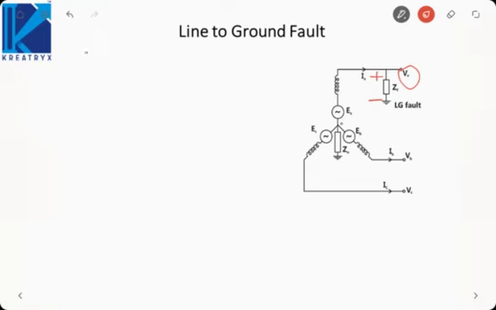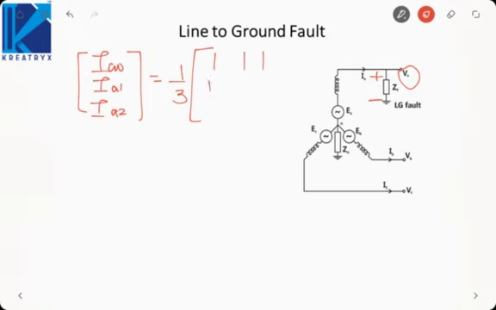So we will find out IA0, IA1 and IA2. This will be equal to 1 by 3 times the matrix 1, 1, 1, 1, alpha, alpha square, 1, alpha square, alpha. The currents will be IA, IB is 0 and IC is also 0.